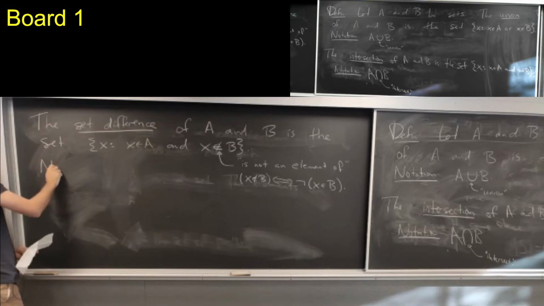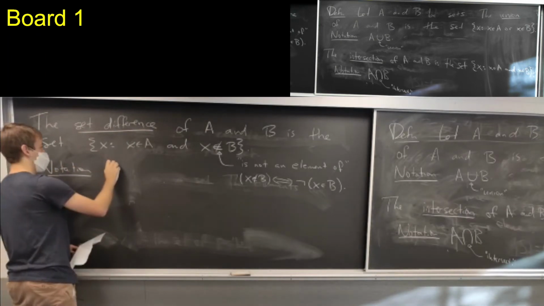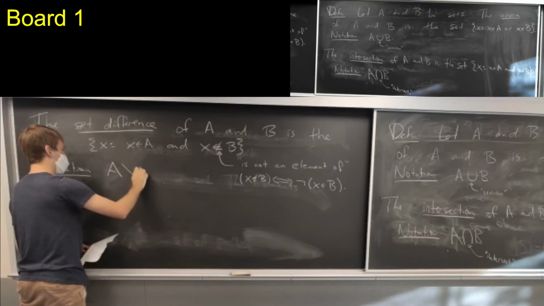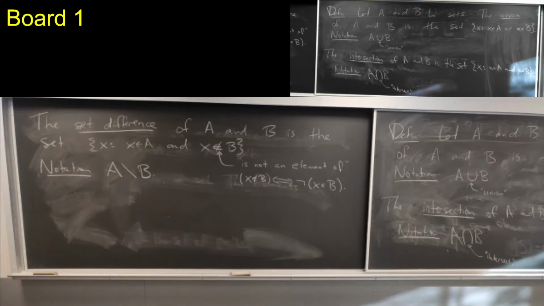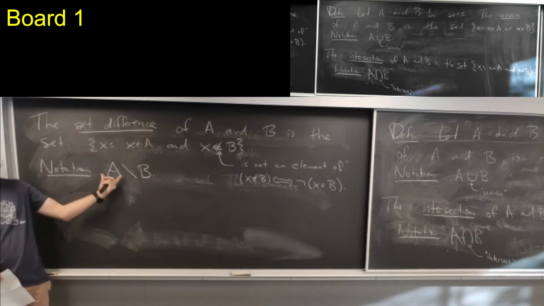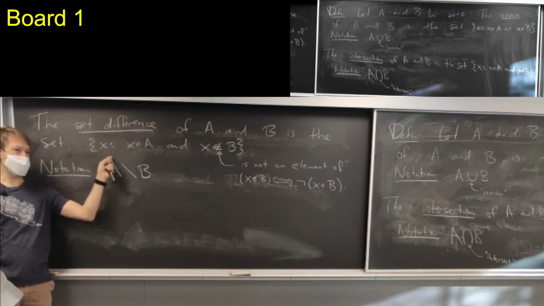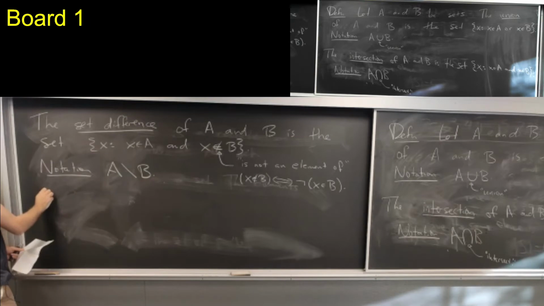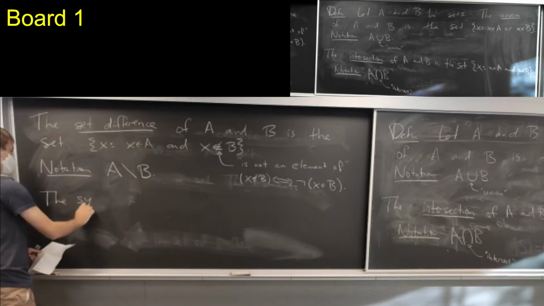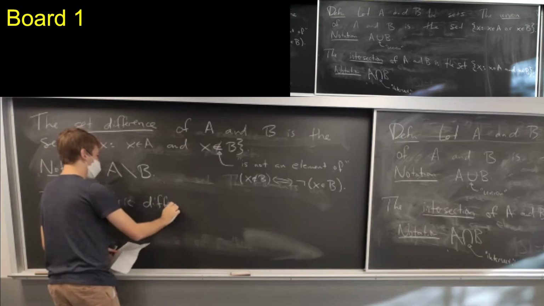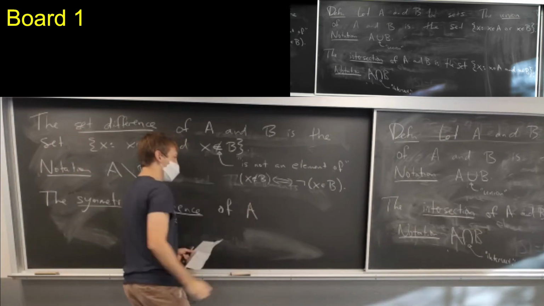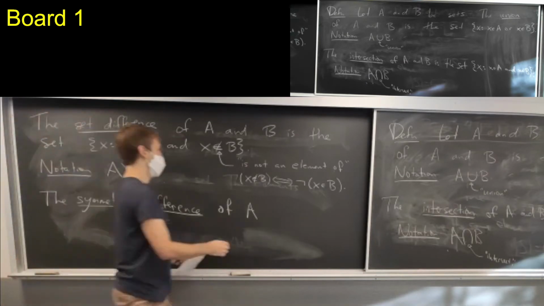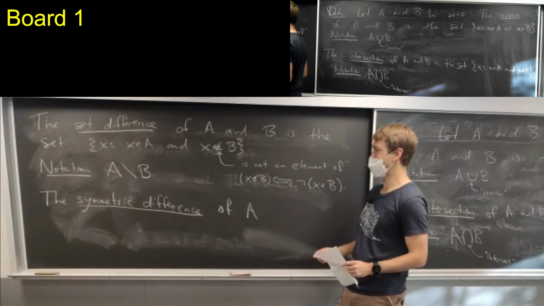And here the notation is A backslash B. You should think of this as taking the things that are in A and cutting out the things that are in B. So it's the things that are in A which are not in B. Now we have something called the symmetric difference. I know this is a lot of definitions, but I think each of them individually is not too hard to grasp. But maybe remembering all of them at the same time is kind of difficult.